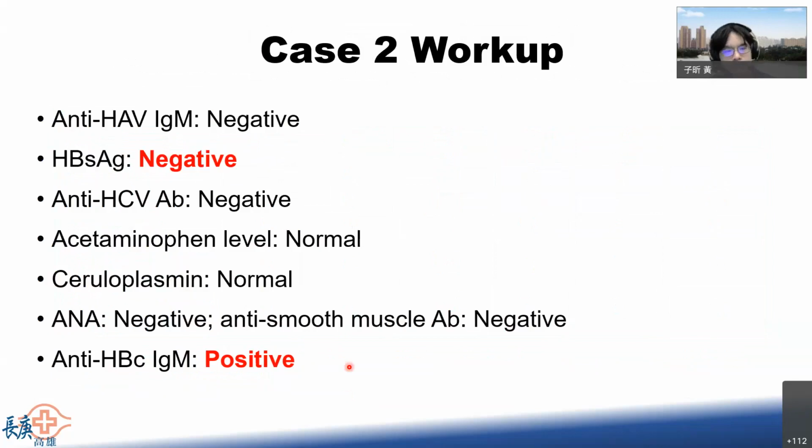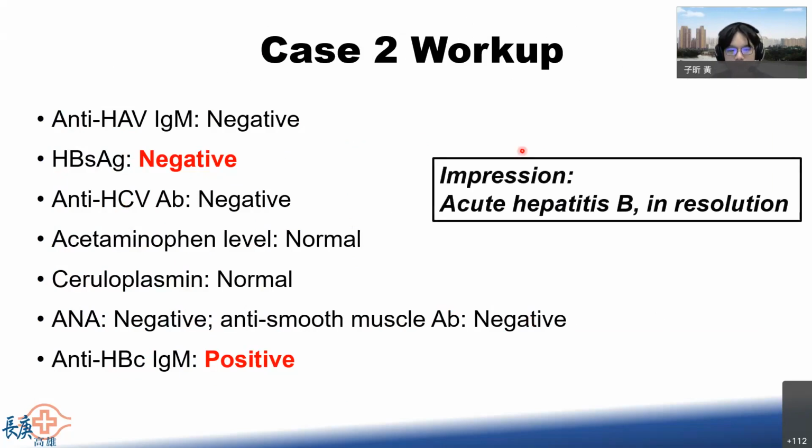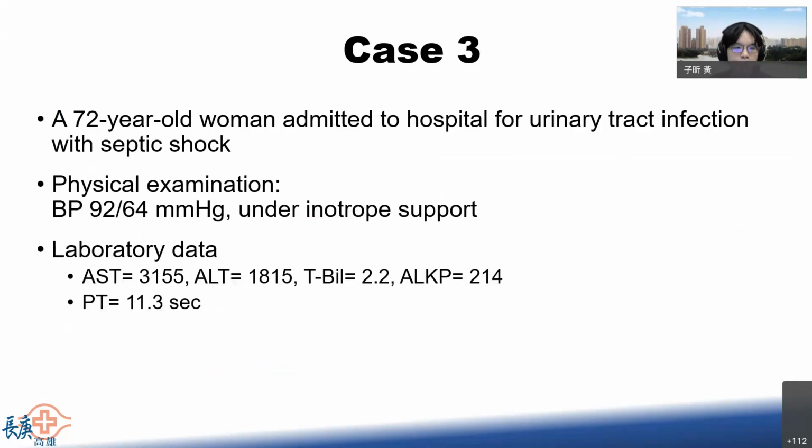Okay, so in our patient, after 4 months, the HBs antigen turns negative, but the anti-HBc IgM is positive. So for this patient, we can say that our impression would be acute hepatitis, but in resolution. Okay, so next, let's talk about a case of a 72-year-old female patient.